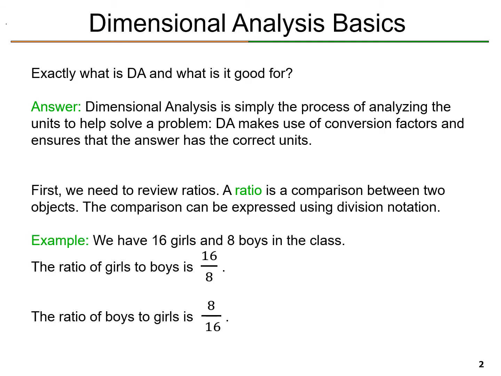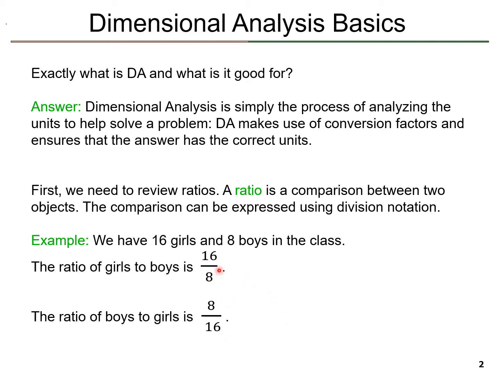Here's an example. Let's say that we have 16 girls and 8 boys in a classroom. The ratio of girls to boys is 16 to 8, or 16 divided by 8. The ratio of boys to girls is 8 to 16. There are 8 boys for every 16 girls.